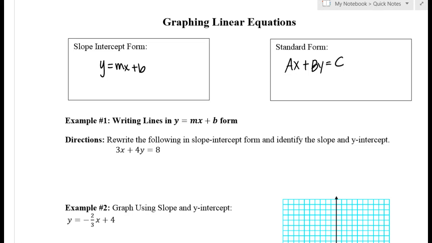Hi everybody, today we're going to graph linear equations, and we're going to do this with two different types of equations. The first equation we're going to look at is slope-intercept form, and the second is standard form. Slope-intercept form, y equals mx plus b. M is the slope, and b is the y-intercept. And ax plus by equals c just has a, b, and c as constants, which means they're just any number.